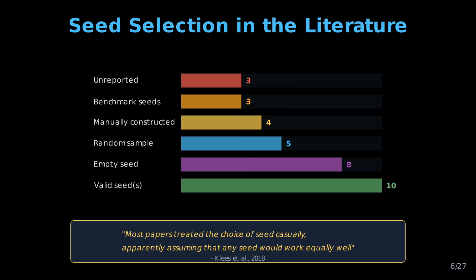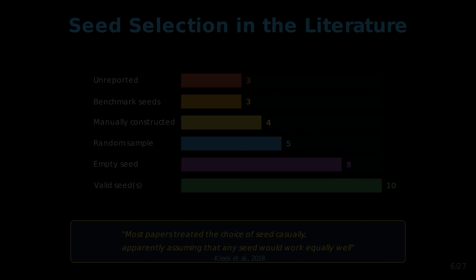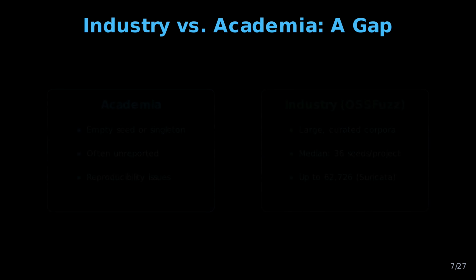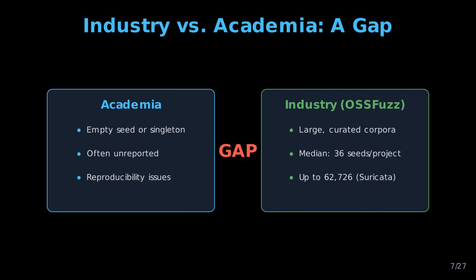Klees et al. had previously warned that most papers treat seed choice casually, assuming that any seed works equally well. But the evidence shows that that's not the case at all. And yet, even after that warning, the fuzzing community largely continued with the same ad hoc practices. There is also a significant gap between how academia and industry handle seed selection. Academic evaluations tend to use empty or singleton seeds. It's simpler and seems like a fair baseline.